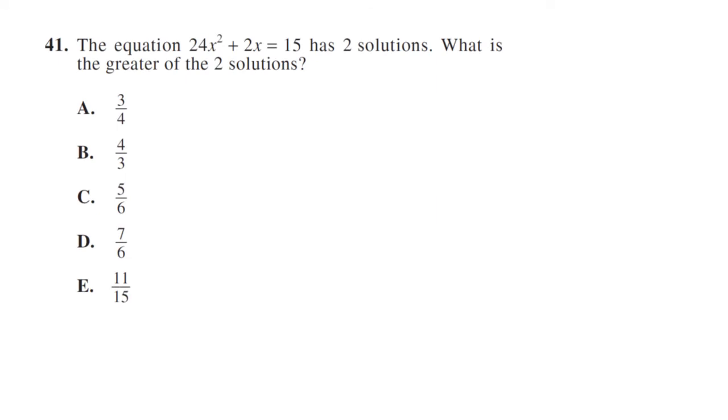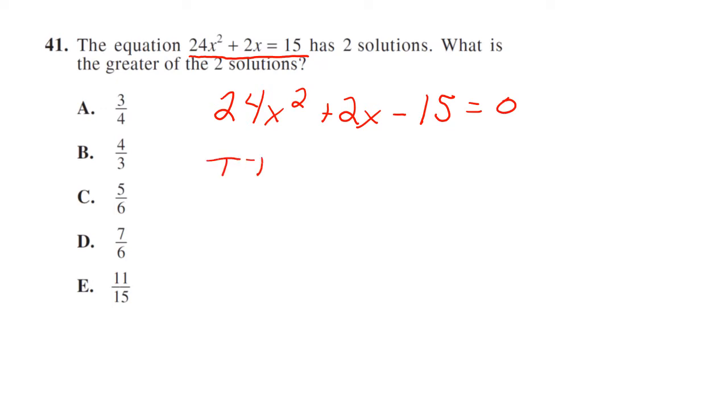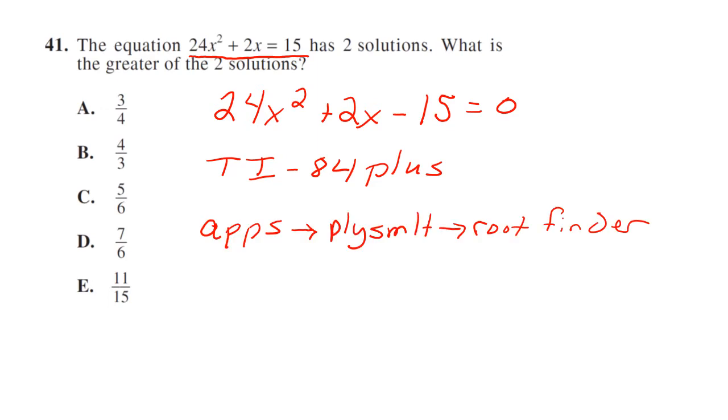So this is a question that you can solve in multiple ways. Let's go ahead and subtract this 15 from both sides. 24x squared plus 2x minus 15 equals 0. And I'm going to go to my TI-84, and if that's what you have, TI-84 Plus, and a lot of students do, most of you do, I'm going to use PlySmlt to solve this.